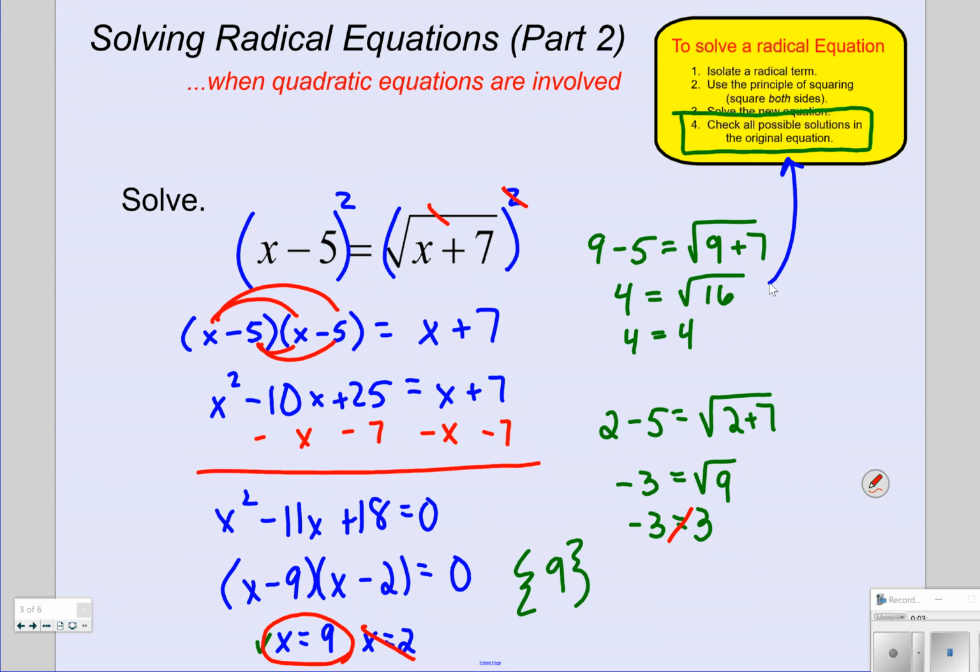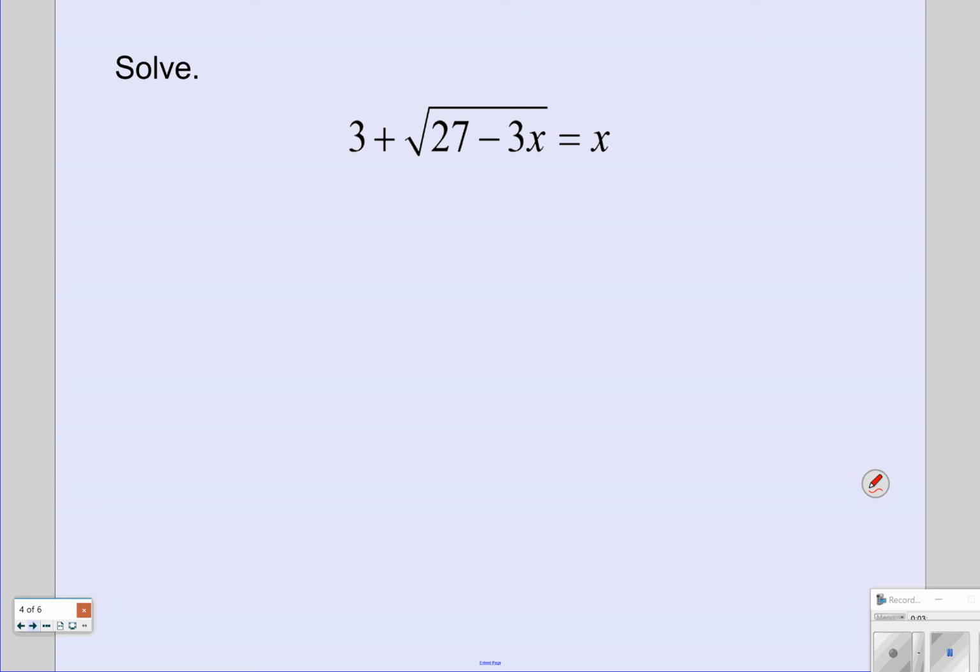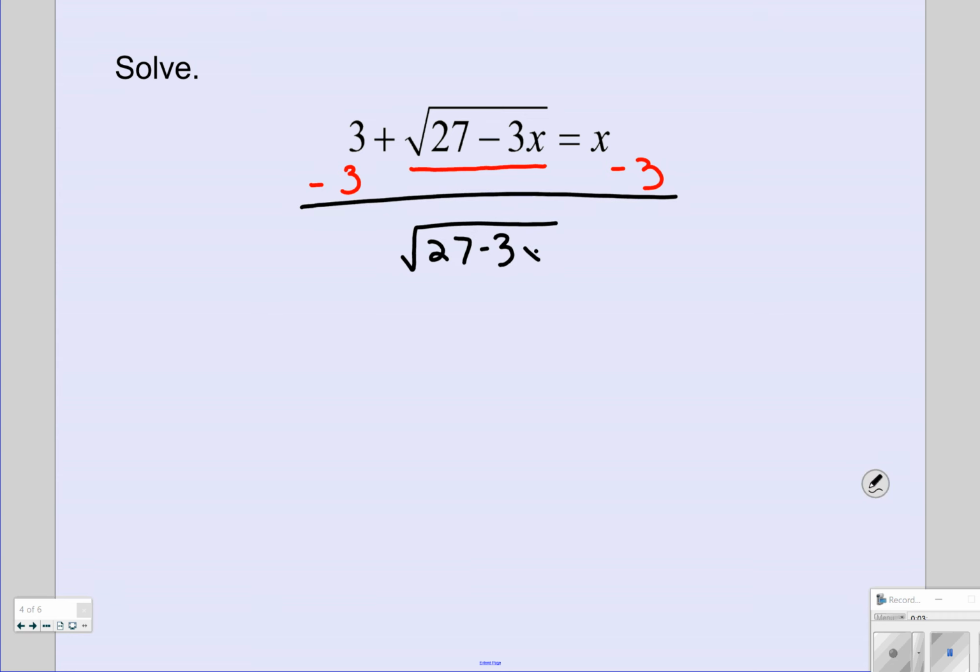Let's do one more example. We'll quickly move through this one. Again, we want to begin by isolating our radical term. Here's my radical term, which means I need to subtract 3 and move to the opposite side. So that leaves me with the square root of 27 minus 3x equals x minus 3.